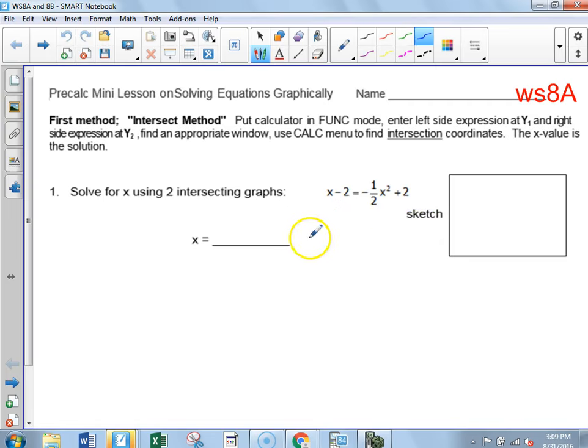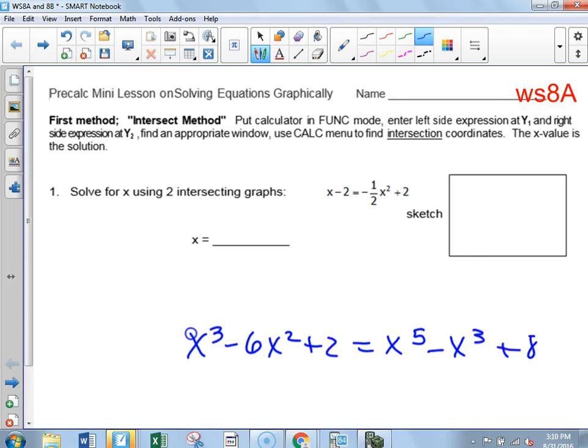Because eventually we're going to have some nasty equations. I'm going to have equations like this. Yeah, that's my favorite. Okay? So I don't want to solve that nastiness.